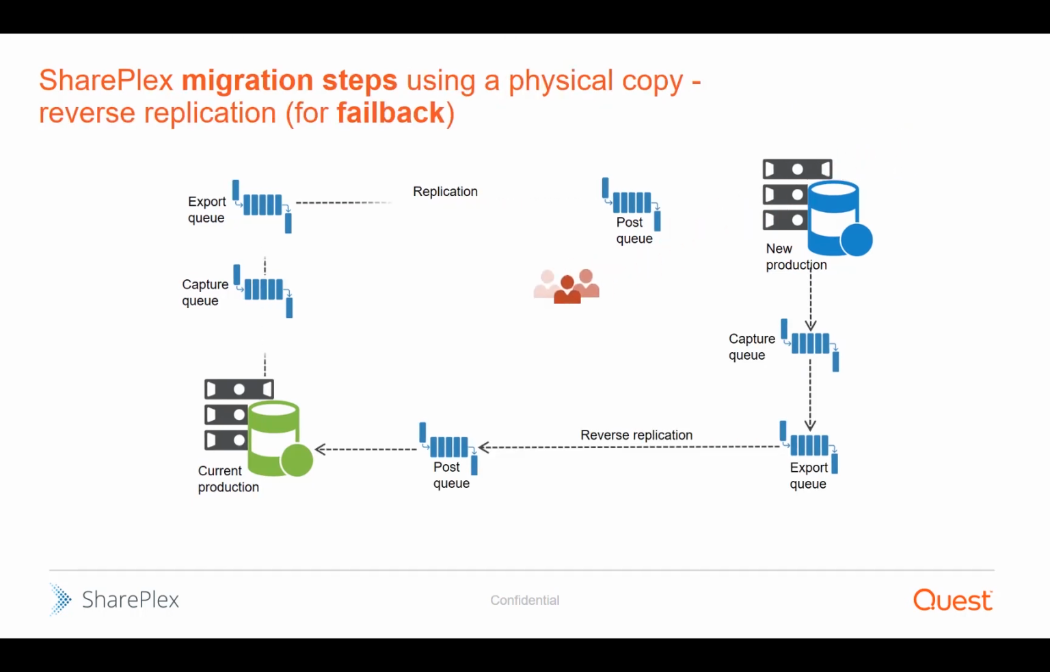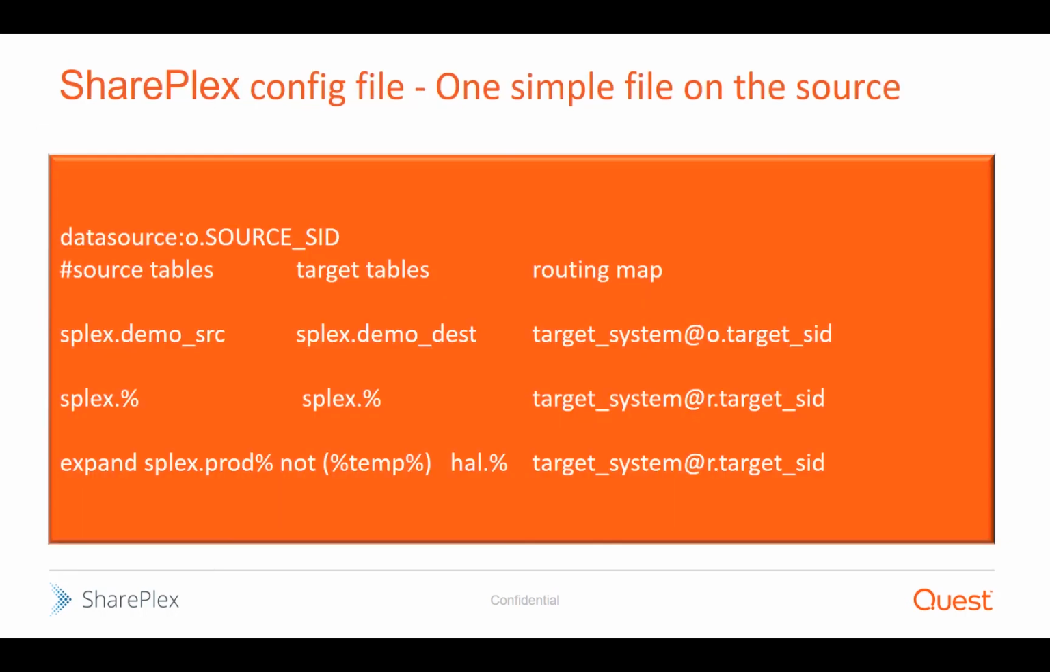So if we fail back, we would then switch the replication back the other way. But the idea is we're keeping both databases synchronized. Okay, how do we actually specify what we want to replicate? I just thought I'd throw this up.